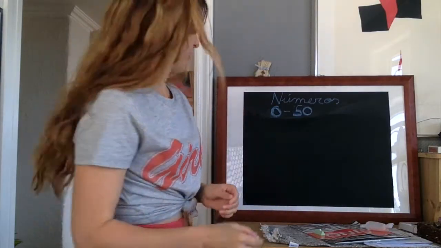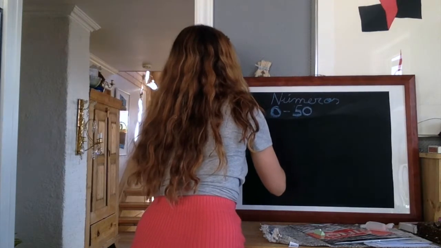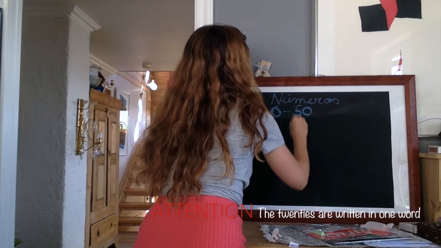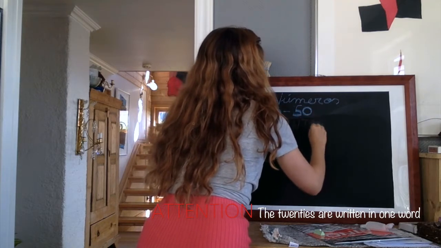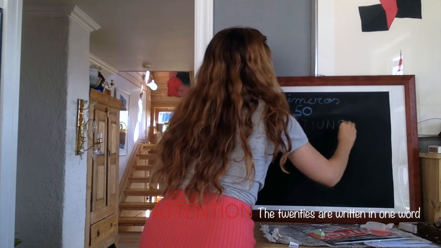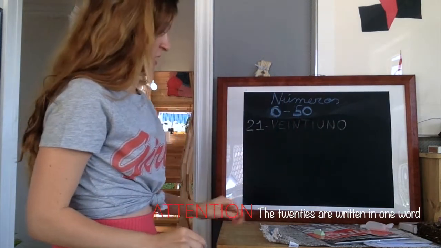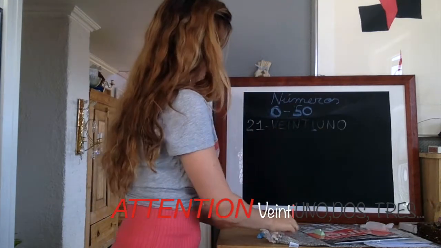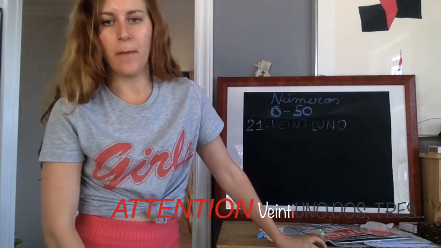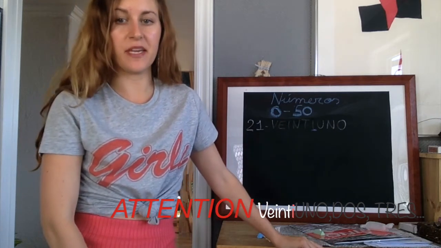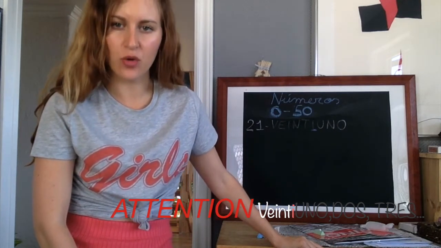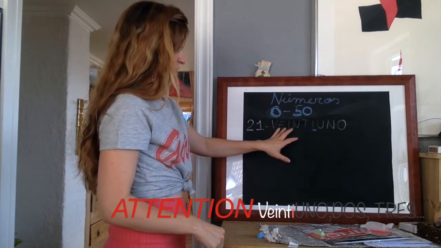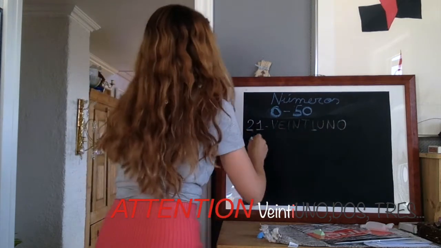So now we start from 21, and we write it in one single word. As you can see, the Y changes into an I. We don't say veinte y uno, we say veintiuno. And then we continue like this system. 20 and 1.